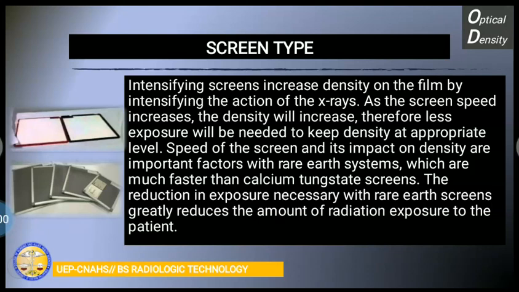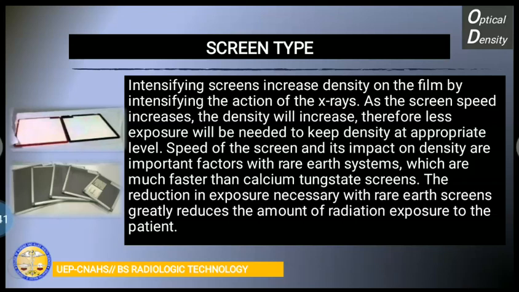Intensifying screens increase density on the film by intensifying the action of the X-rays. As the screen speed increases, the density will increase. Therefore, less exposure will be needed to keep density at appropriate level. Speed of the screen and its impact on density are important factors with rare earth systems, which are much faster than calcium tungstate screens. The reduction in exposure necessary with rare earth screens greatly reduces the amount of radiation exposure to the patient. Yun, yung sinabi ko kanina.